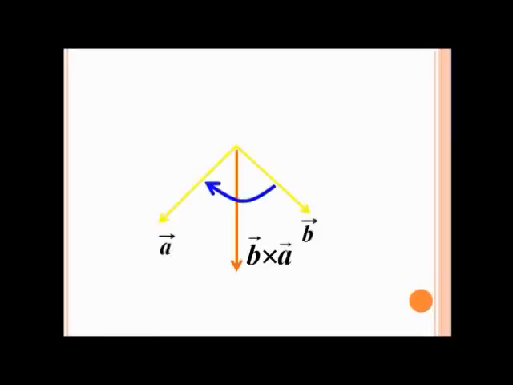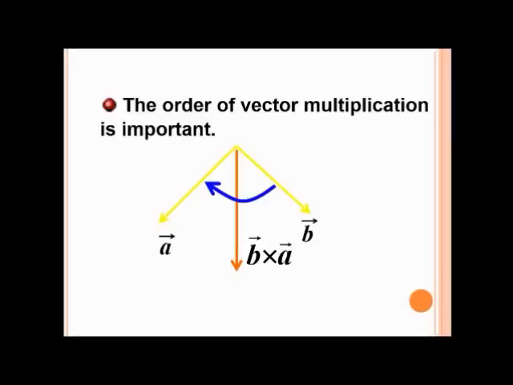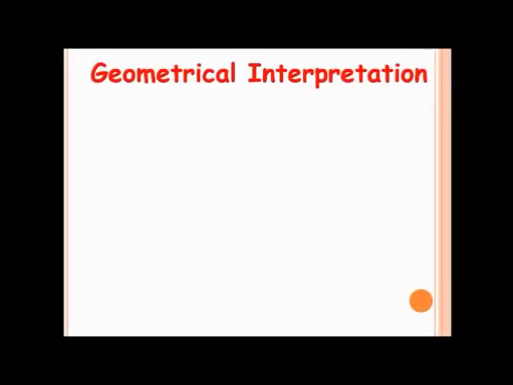Now suppose the angle goes from B to A, then just do the same. You will find the direction will be downward, and that is what you call B cross A. Now A cross B and B cross A have the same magnitude, but the directions are different. The order of this vector multiplication is very important in the case of the cross product.